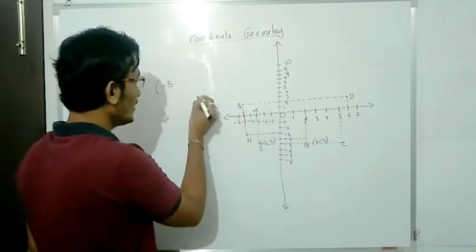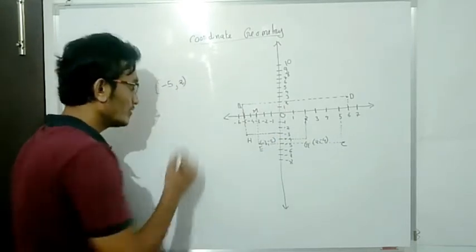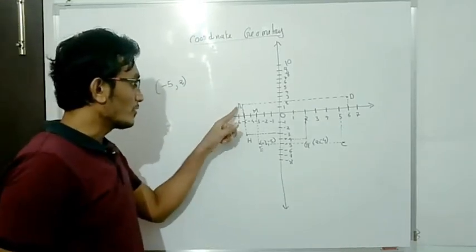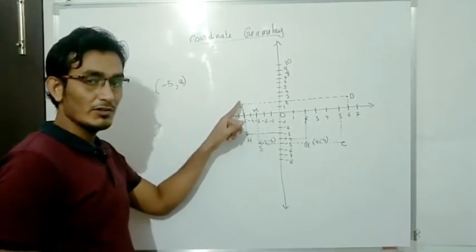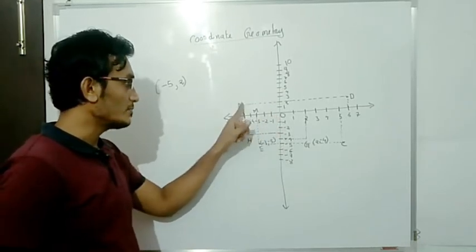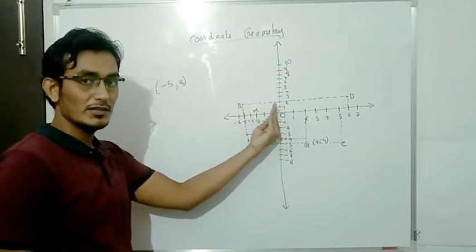So the coordinate of B is what? Minus 5, 2. So what we have done, once again I am explaining. First you locate the point B. So how can you get this point? Suppose you are starting from O. Now to get this point B, we have to move to the left-hand side.